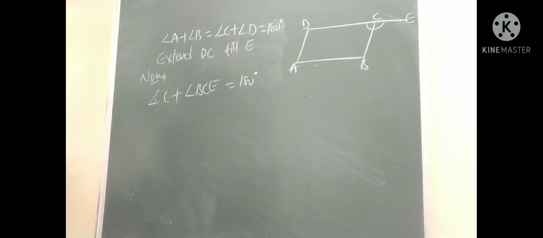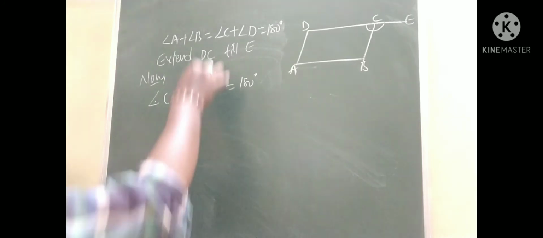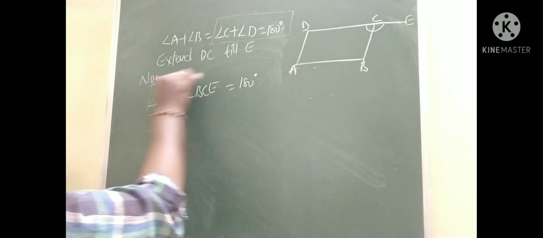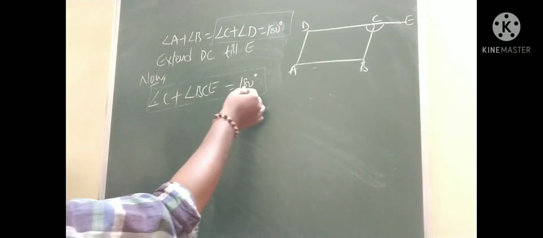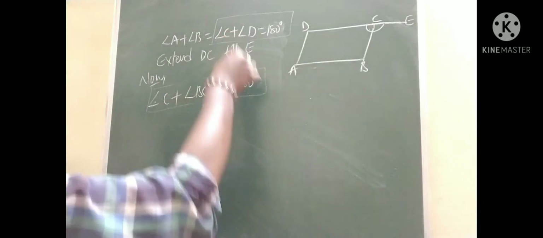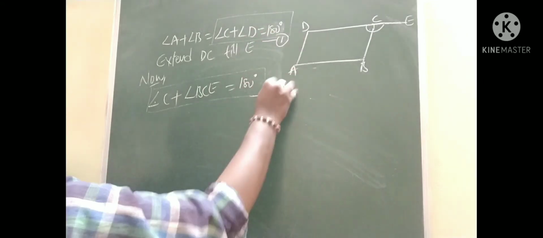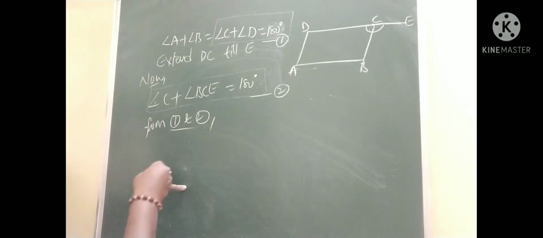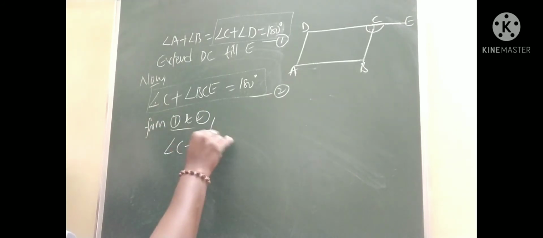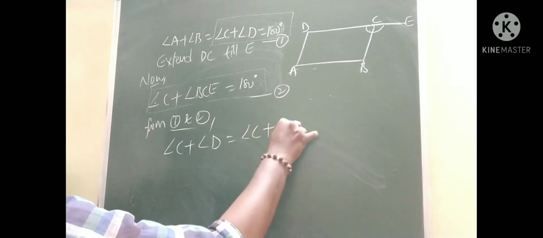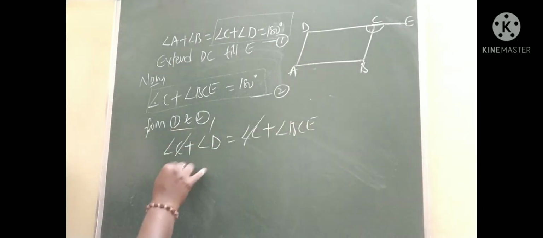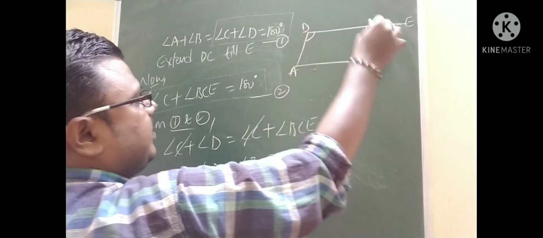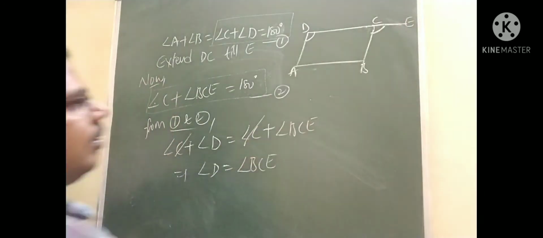What is that? I take only some part of this and this. By these two, if you observe clearly, 180, 180. So let me consider this as 1 and this as 2. From 1 and 2, what I'll get? Angle C plus angle D is equal to angle C plus angle BCE. So angle C cancels, and we get angle D is equal to angle BCE. So this angle becomes equal to this angle.